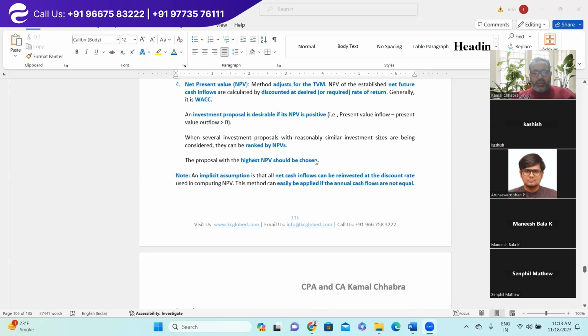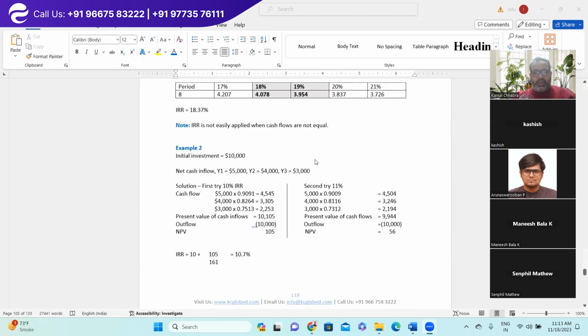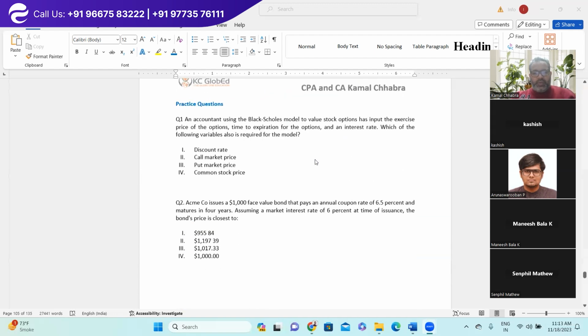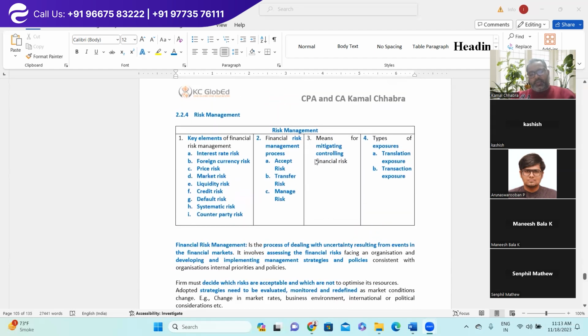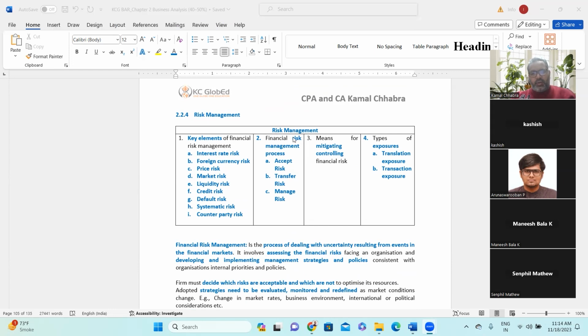And today we are jumping onto the topic 2.2.4, which is about risk management. So today we'll target to cover at least the key elements of financial risk management, and then tomorrow we'll cover the remaining two topics, which are mitigation control and types of exposure. But if time allows, we'll try to cover those topics as well. It's not a very big topic.